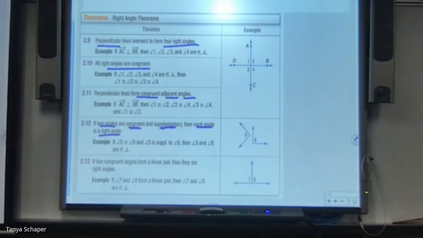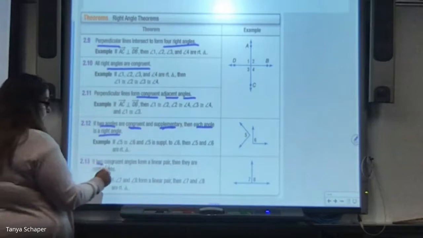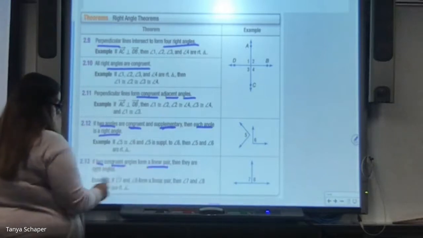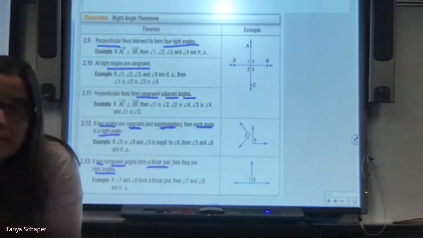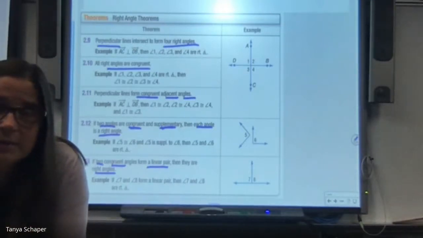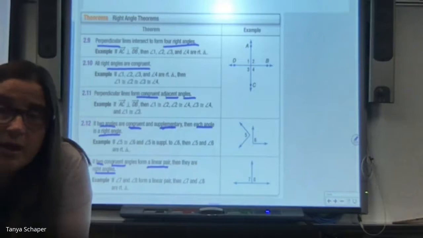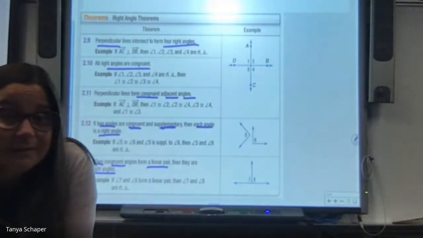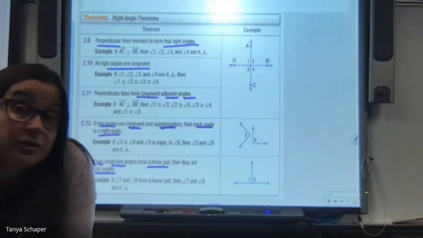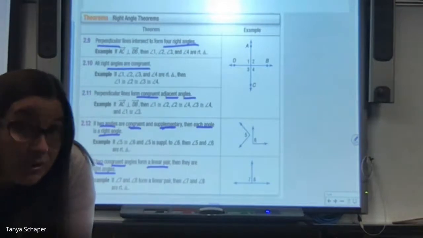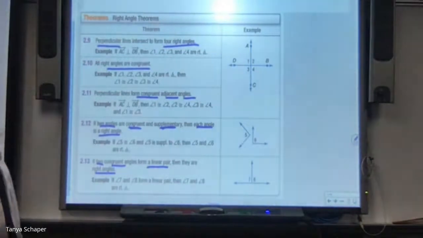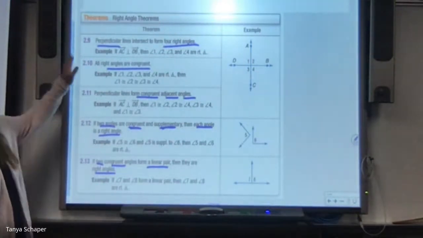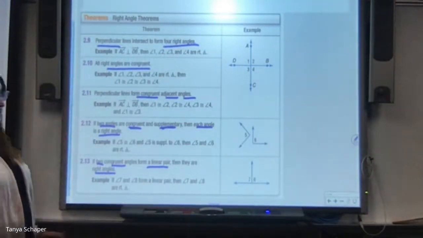And if two congruent angles form a linear pair, they are also right angles. Think about the supplements theorem that we talked about. Two angles that form a linear pair are 180 degrees, and then they're supplementary. Now, if those two angles that form a linear pair are congruent, then they have to be 90 degrees, which makes them a right angle. Okay. Take time to write each of these down.